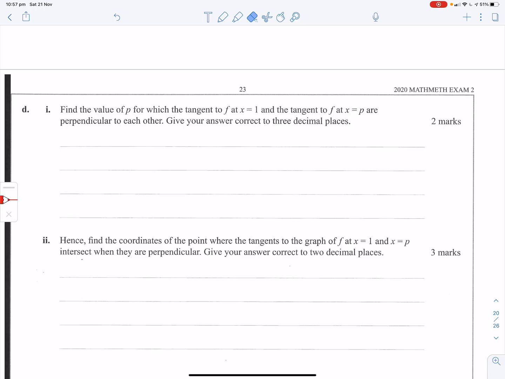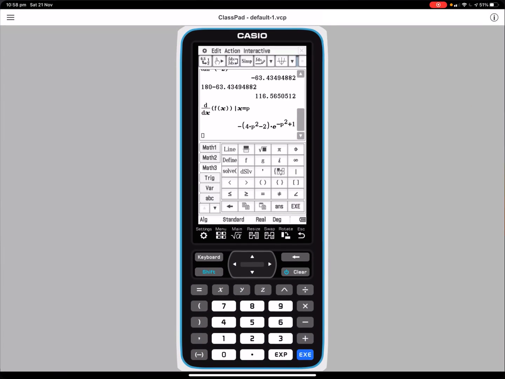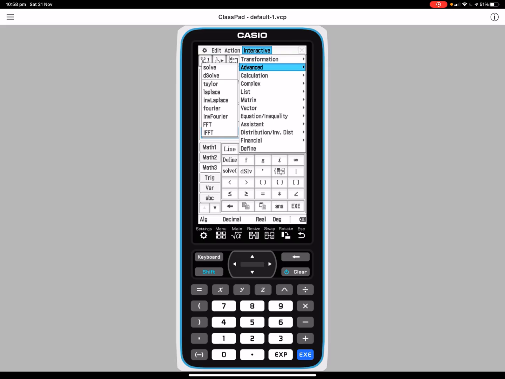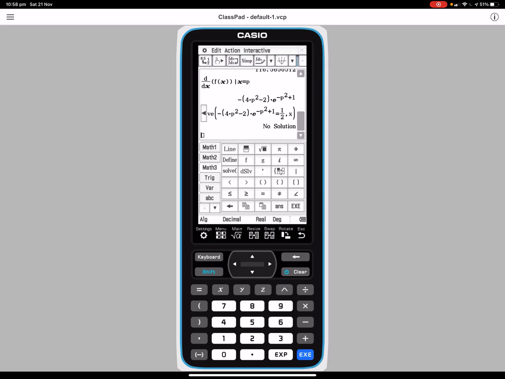Find the value of p for which the tangent of f at x equals 1 and the tangent of f at x equals p are perpendicular to each other. Give your answer correct to 3 decimal places. So f dash of 1 is -2. Therefore, f dash of p is perpendicular to that, which is a half. Find the value of p. So we want to find when this is equal to a half, to three decimal places. I want to solve for p, not for x.